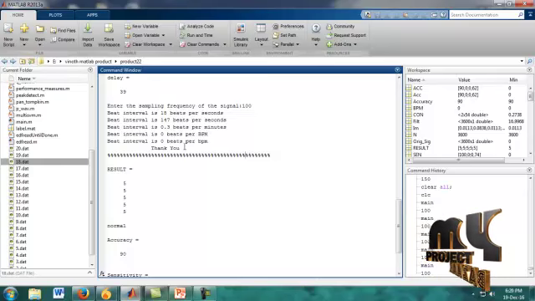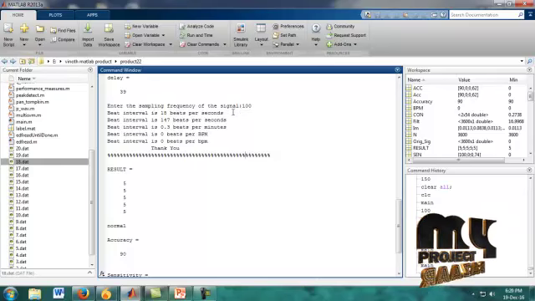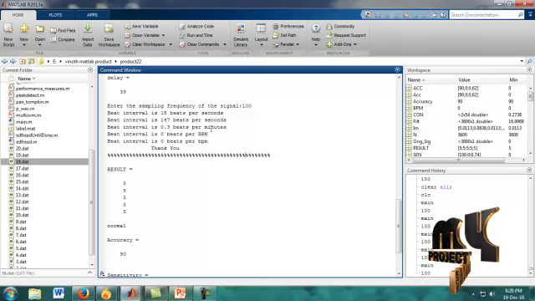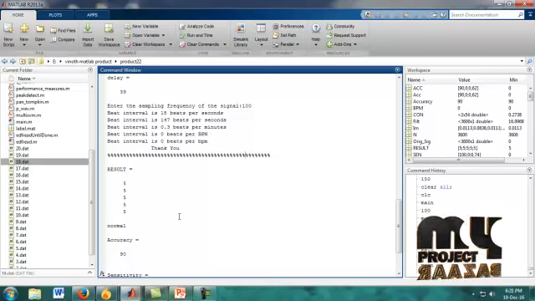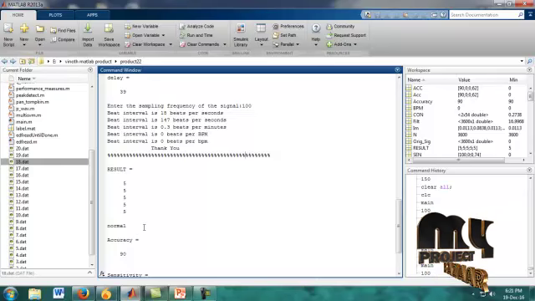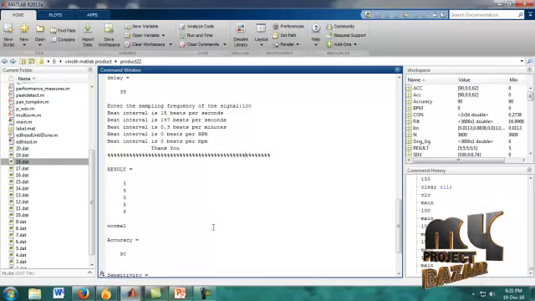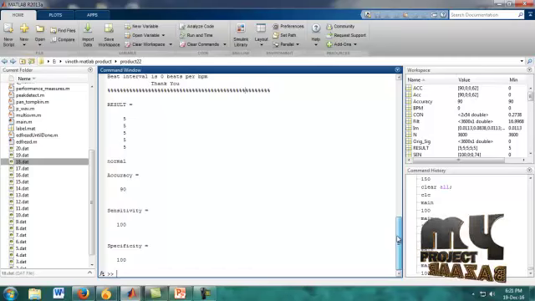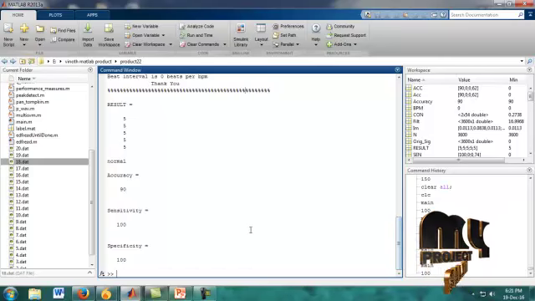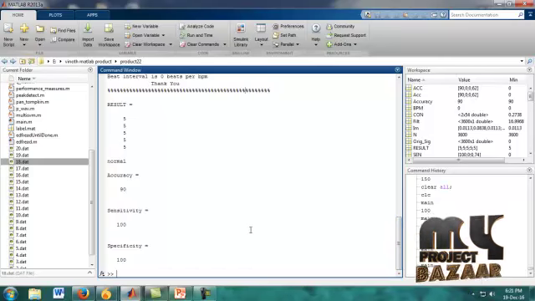The command window shows the sampling frequency and maximum beat rate level. The result is also shown, whether the signals are normal or abnormal, in the workspace, and the accuracy, sensitivity and specificity values are also shown in the command window.